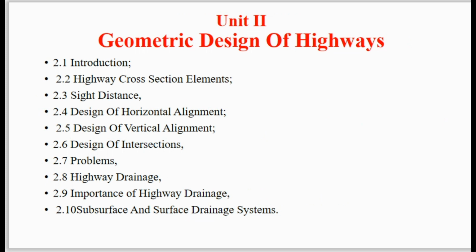The contents of Unit 2 are as follows. First, the introduction, then highway cross-section elements, next sight distance, next the design of horizontal alignment, design of vertical alignment, design of intersections, problems, then highway drainage, importance of highway drainage, and surface and subsurface drainage systems.